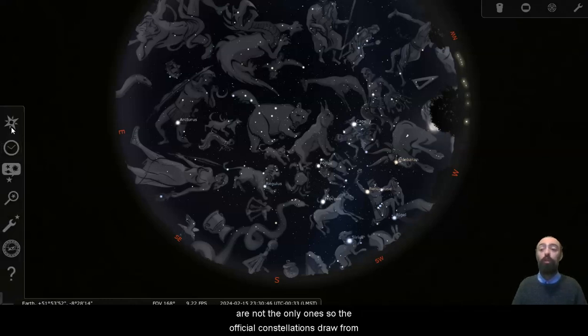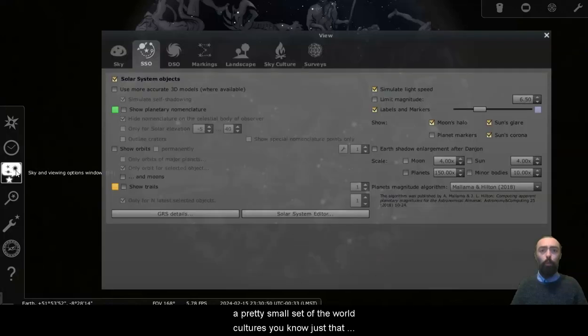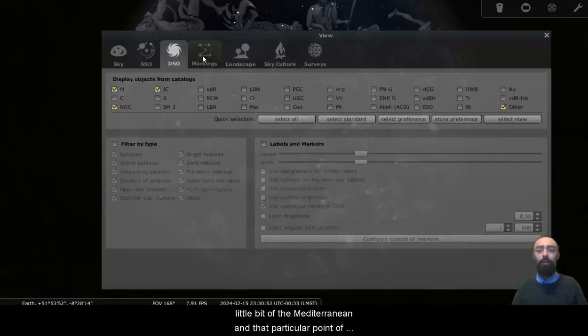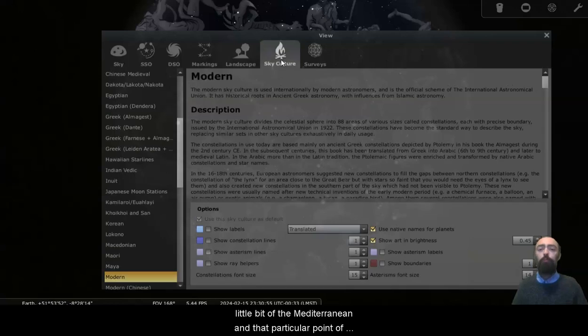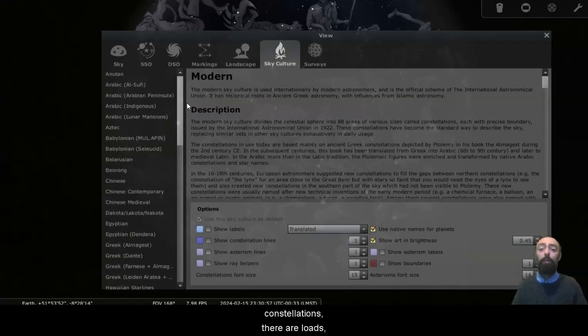So although the official constellations draw from a pretty small set of the world's cultures, just that little bit of the Mediterranean and that particular point of time, there are way more constellations. There are lots of different constellations from different time periods, different parts of the world.